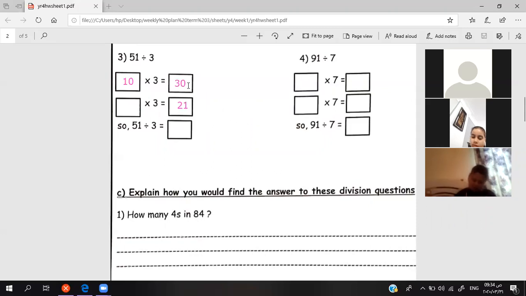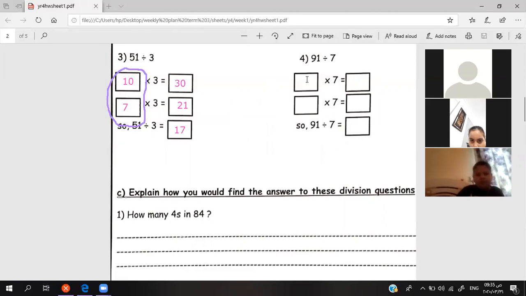Am I right? Let's check. 0 plus 1, 1. 3 plus 2, 5. Yes, I'm right. So let's answer the question. What times 3 equals 21? I will count on my fingers and I will find that it is 7 times 3. So my answer here is the 10 and the 7. So it's gonna be a 17.